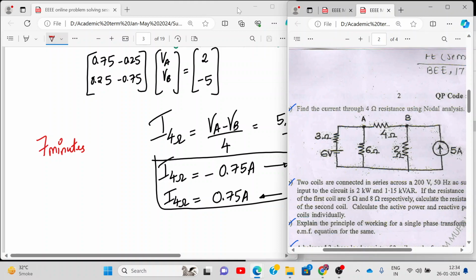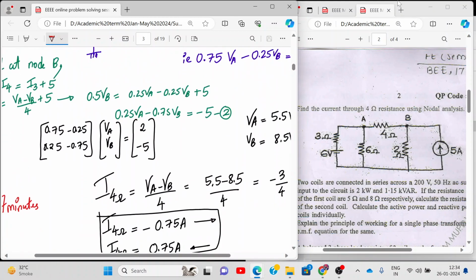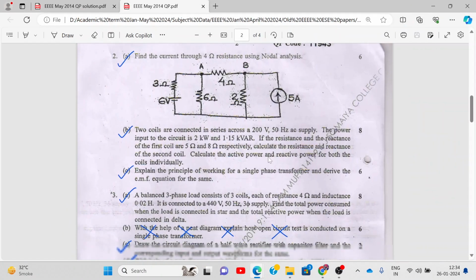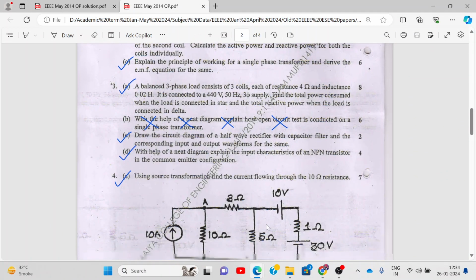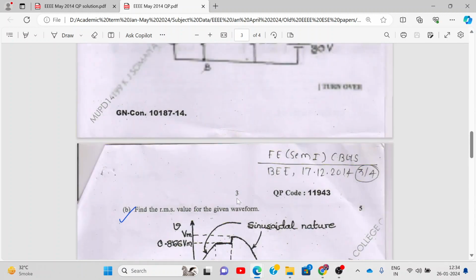All of you ready? Can we go to the next one? Okay. Now these are all other numericals. Using source transformation, find the current through the 10 ohm resistance. Do you want to do source transformation, or should we go to the new numericals? Can you tell me?